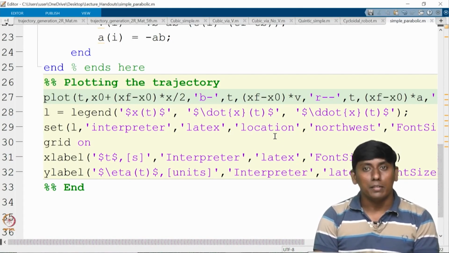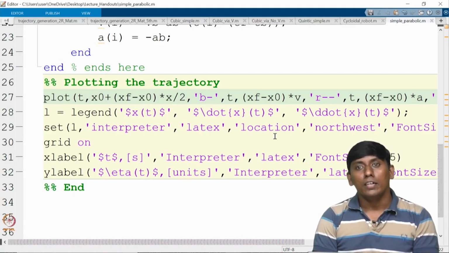So for that we will take a simple example of a 2-link serial manipulator, and we will see how the joint space and task space schemes can be generated and realized in Matlab.